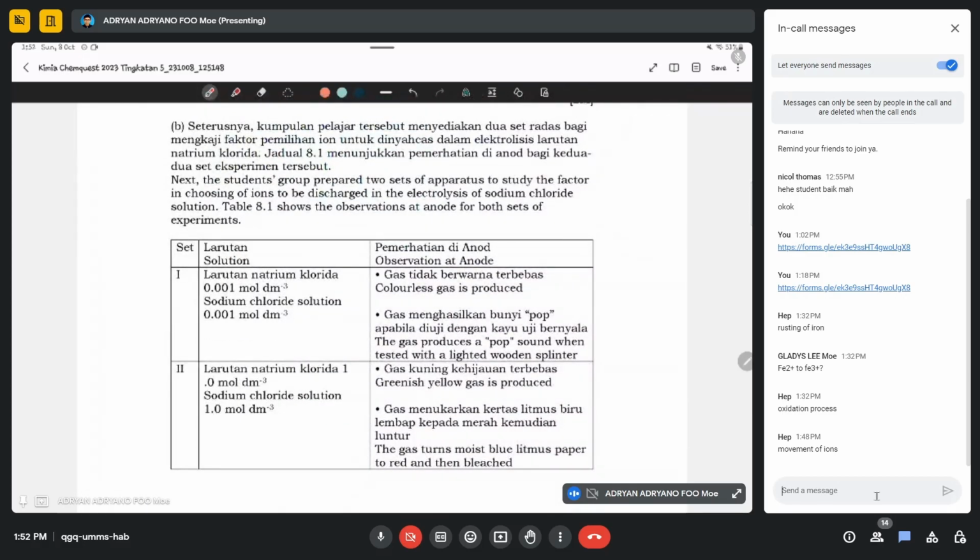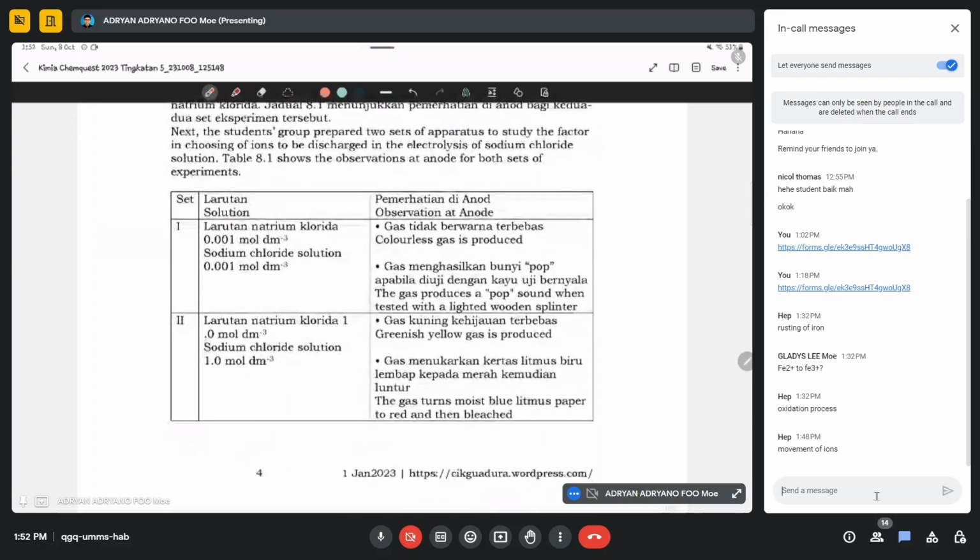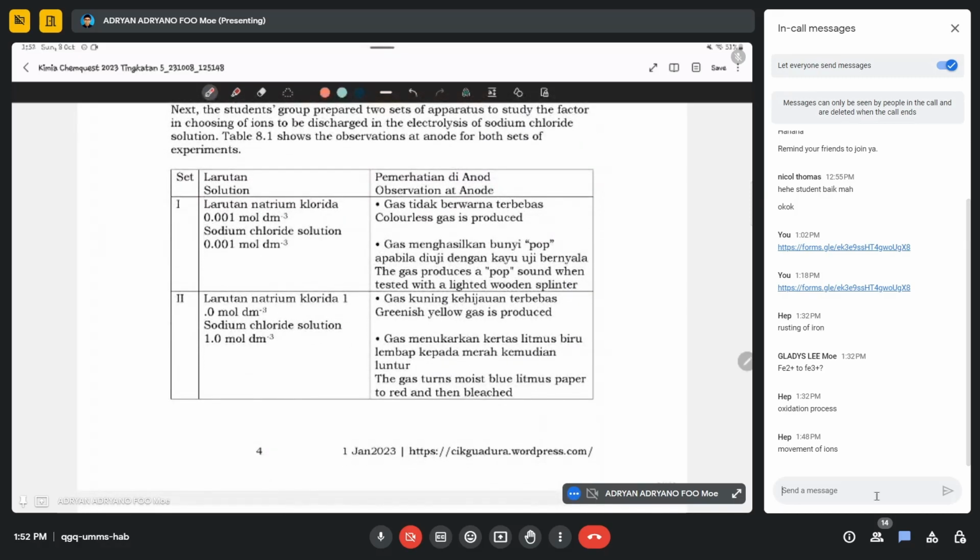Okay, this one is much harder. Students prepared 2 sets of apparatus to study the factor in choosing of ions. For number 1, 0.001 mole. Number 2, 1.0. When you look at the question you know what is being tested: the difference is concentration. We have the concept that for ions at the anode there are 3 factors: inert electrode, concentration, and active electrode. Only these 3 affect the anode. For the cathode you don't need to look, it is always the more positive ion at an inert electrode. Now it is obvious that 0.001 and 1.0, this is very low concentration, so I know what they are testing: whether concentration affects the electrolysis. Can you see that?